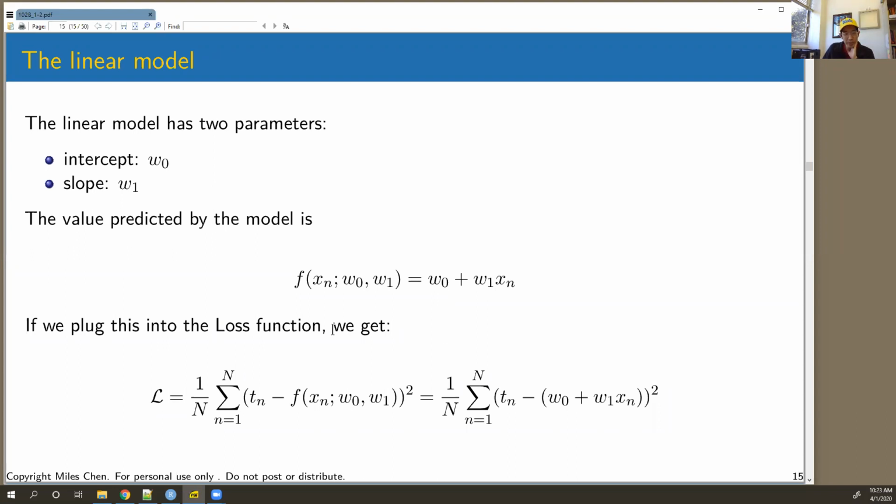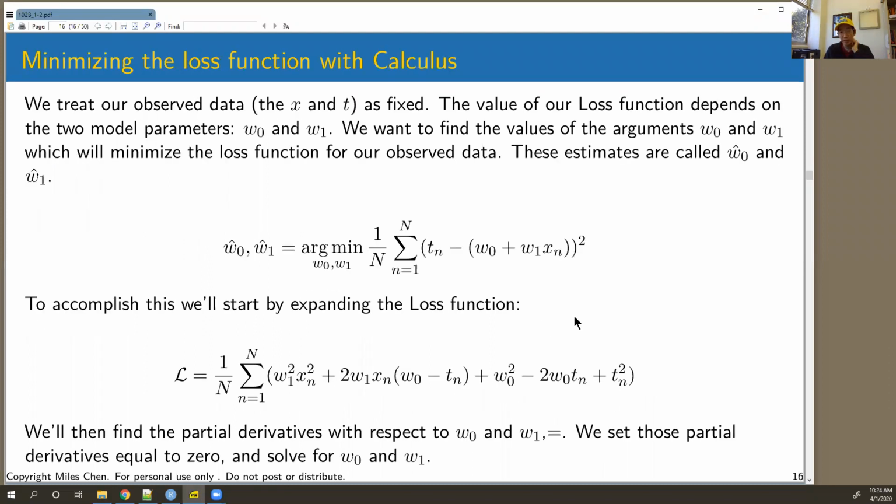Okay. And so this is where we kind of start off. We're going to say here's our RSS that we want to minimize, right? So we've got t sub n, which is our actual value, and our predicted value for linear regression is the intercept w0 plus the slope times the x value, w1 times xn, right? And so the residual is this minus this. We're going to square that, add that up, and multiply by 1 over n, okay?